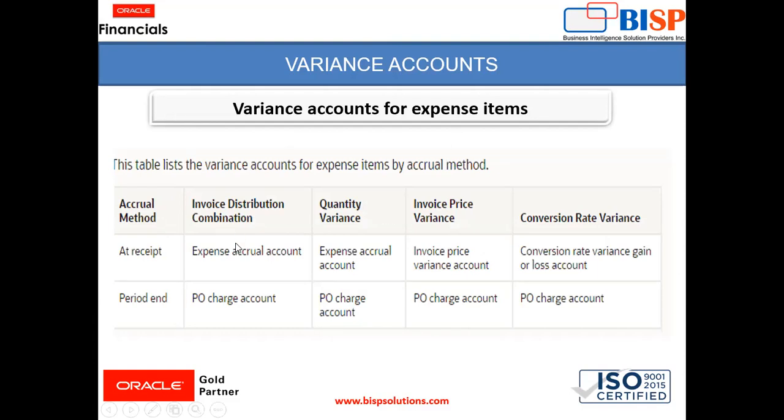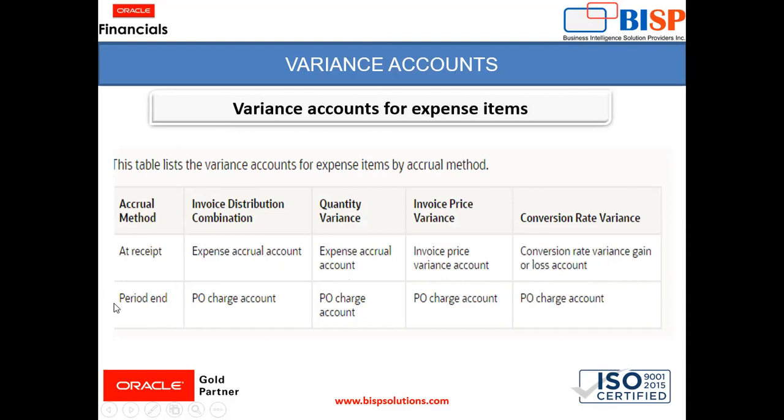Now, this is the table showing variance accounts for expense item depending upon the accrual method being selected by you. If you are following at receipt, then for invoice distribution combination, expense accrual account. For quantity variance, expense accrual account. For invoice price variance account. And for conversion rate variance, gain or loss accounts are there.